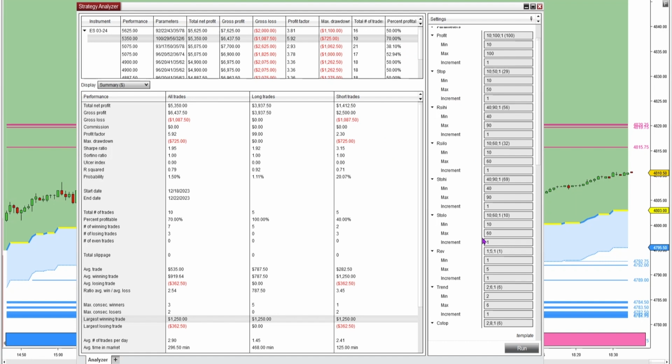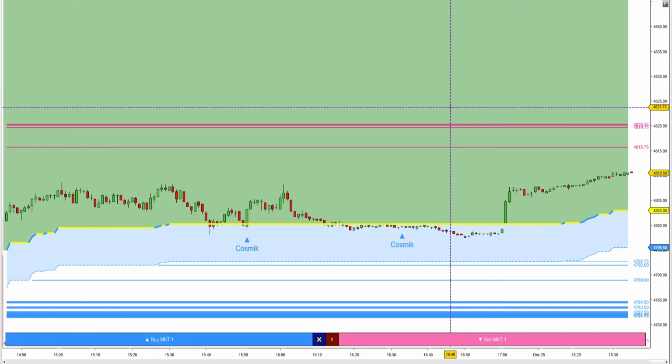By optimizing some of these extra parameters, we were able to boost our percent profitable up to 70%, whereas the last backtest was a little bit under 50%. Our max drawdown was less as well, profit factor was higher, and our total net profit was higher. So these are some of the ways you can backtest to find the best settings for your Cosmik indicator.